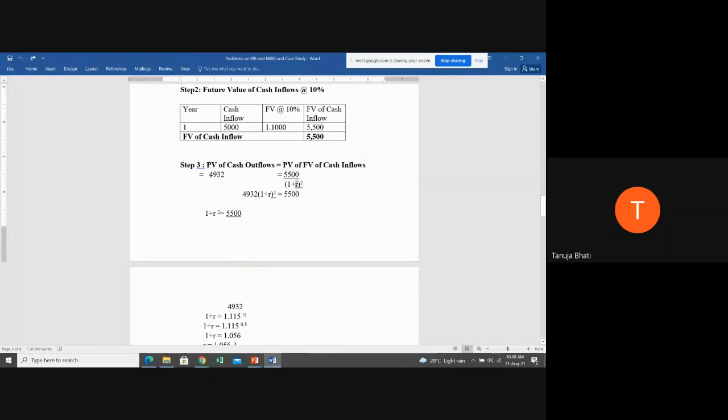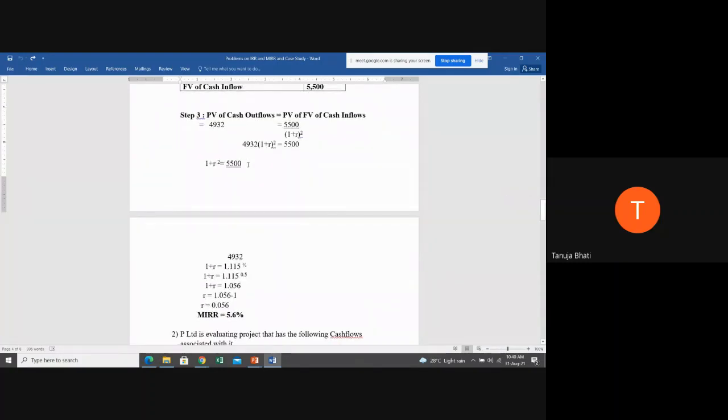So you have to solve this particular formula. How do you solve it? Cross multiply these two. After that, bring this 4932 to the right hand side and divide. When this is raised to 2 and you transfer it to the right hand side, it will be raised to the power of half, that is 1 by 2. When you solve this equation, you will get the MIRR as 5.6%.